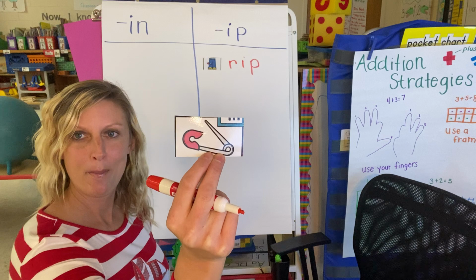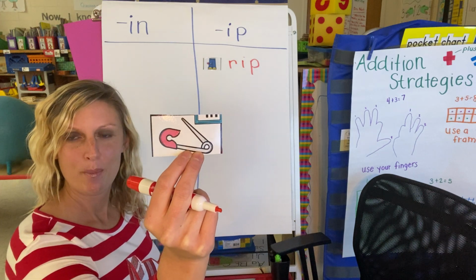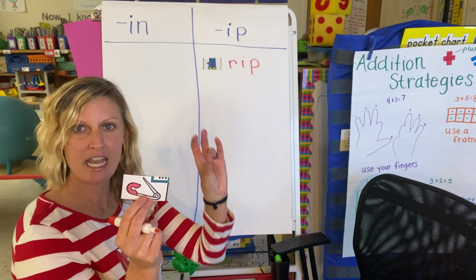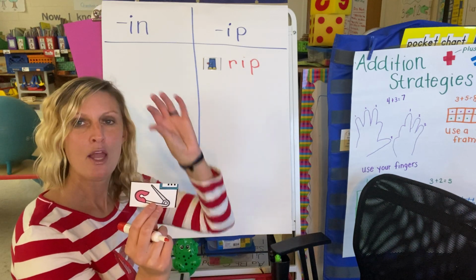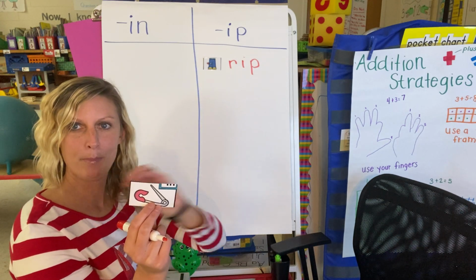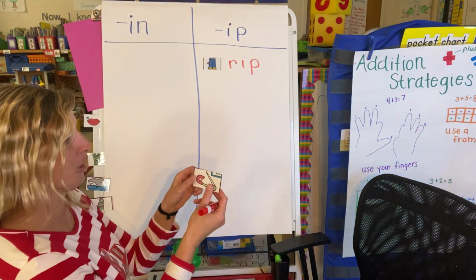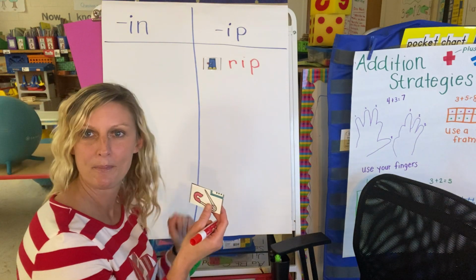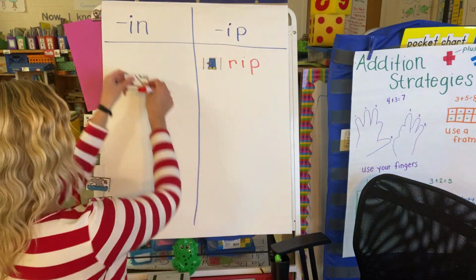Our second card today shows pen. Pen. Let's tap the word pen on our fingers. Ready? N. Pen. One more time. N. Pen. Which side would it go on, N or IP? N. Very good.